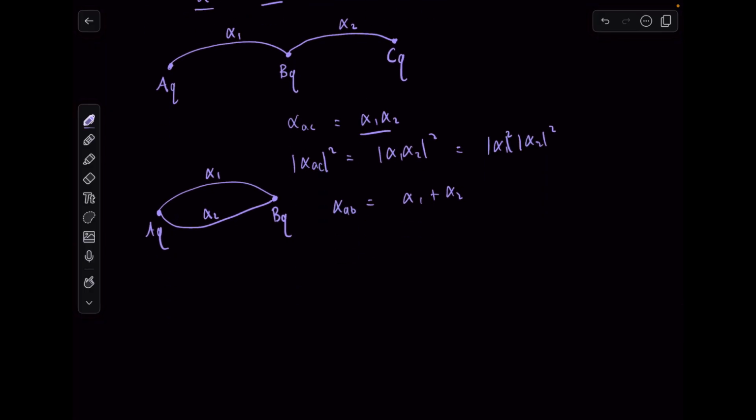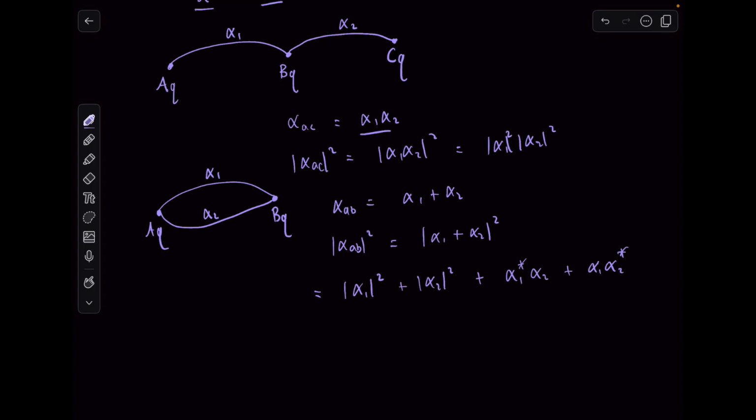Okay, so that seems pretty straightforward from here. But now, if we want to interpret this as what's the actual probability that I measure A going to be, let's see what happens. We take alpha AB modulus squared, which is alpha 1 plus alpha 2, the modulus squared of that, and if you just multiply it out, this gives us alpha 1 squared plus alpha 2 squared plus alpha 1, the complex conjugate of that, times alpha 2 plus alpha 1 times the complex conjugate of alpha 2.